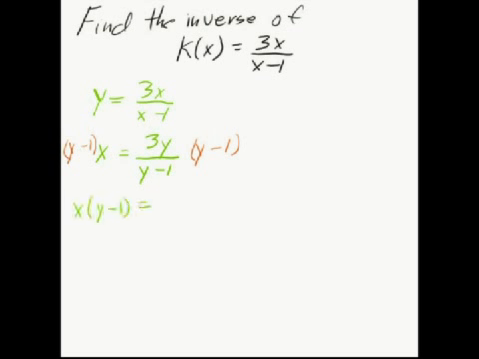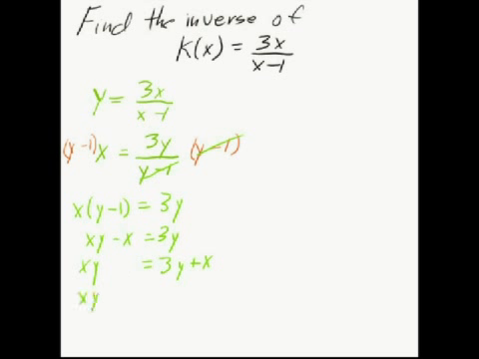I'm going to multiply both sides by y minus 1, so on the right side they'll cancel. Then I'm going to multiply through the parentheses. Then I'm going to try to get the y alone. I think what I'm going to end up doing first, I could add that x to both sides, or I could subtract. I think I'll add the x to both sides first, just so it's a little cleaner.